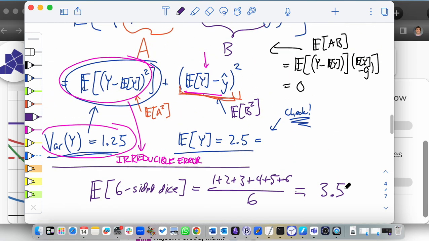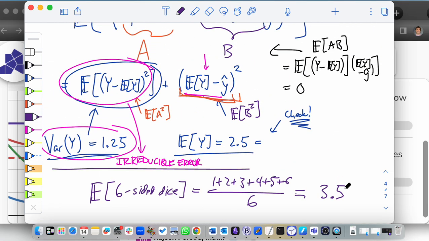Let me scroll up to last class. So it was the exact same term that was the first term in the expected loss. We basically did a very similar calculation last class. In last class, this was the irreducible part. The expected value of y minus the expected value squared. And that is exactly what we call the variance. That's the variance of our integral.